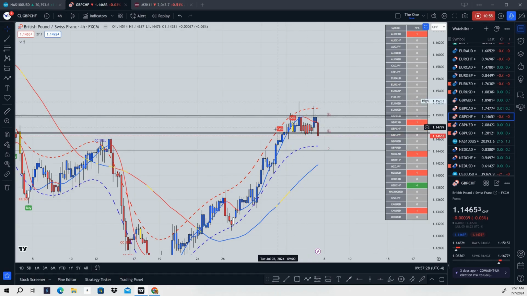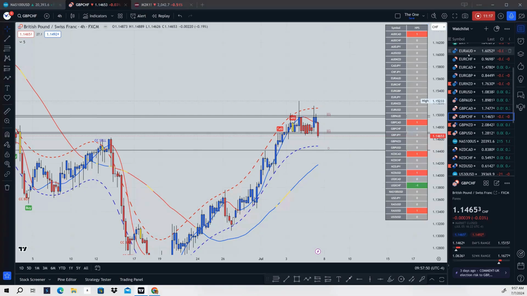All right, we have a divergent sell signal. Price is below the HMA, and we're starting to sell off here. All right. So we're going to be selling GBP CHF this week. Okay. Going to be selling GBP CHF this week.